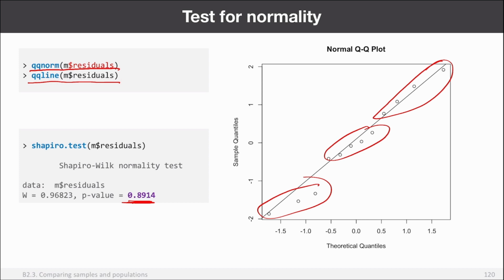I must say that ANOVA is pretty stable to minor violations of both normality and homogeneity of variance. So therefore, when you test for normality and when you test for homogeneity of variance, I recommend you to use the alpha, the significance level, of 0.01. So if it's not below 0.01, then you can trust the ANOVA results.